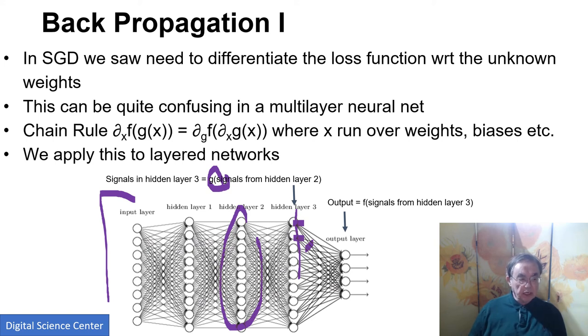Well, that's called the chain rule. The d by dx of a function f of g of x is d f by d g, the natural thing to differentiate f with respect to, times d g by dx. And x has to run over weights and biases, everything that you're training. And you just have to apply that in a hierarchical fashion across this multi-layer network. And that is called backpropagation.